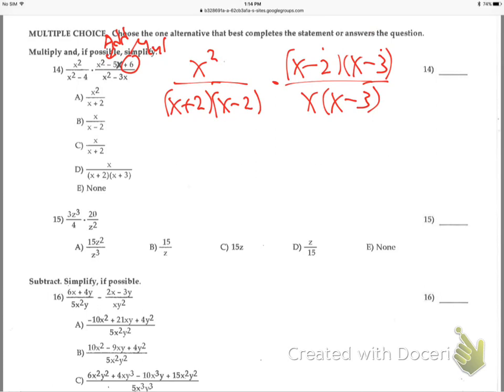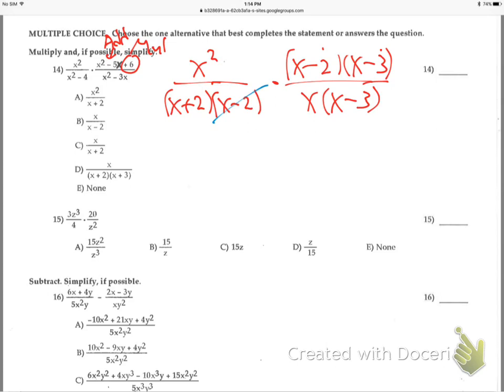It's just times. So you don't need a common denominator or anything like that. Everybody with me? No common denominator needed. When do you need common denominators? When you add or subtract fractions. This is just multiplying fractions. This is just factor and cancel.